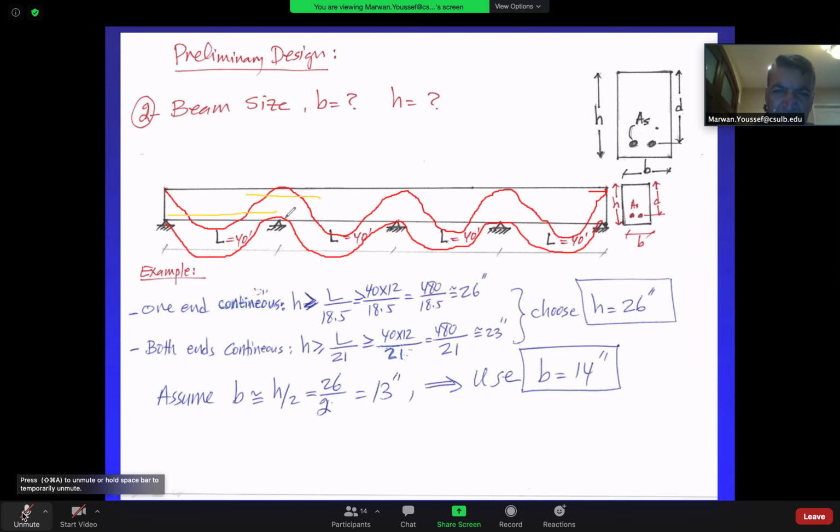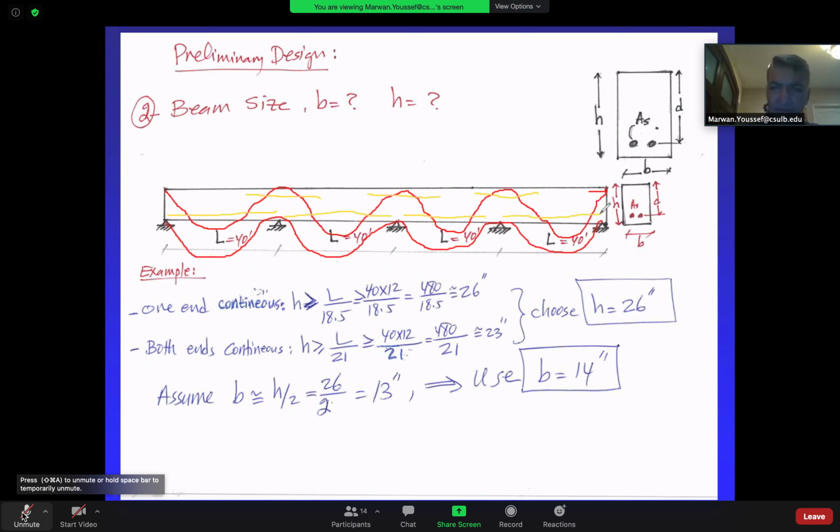Same thing here. Stretching at the bottom. So the steel is at the bottom. Negative moment. Tension at the top. Same thing here. The bottom. Same thing here, the top. And then the bottom. Is that clear? So this is how we're going to put these rebars in the beam.